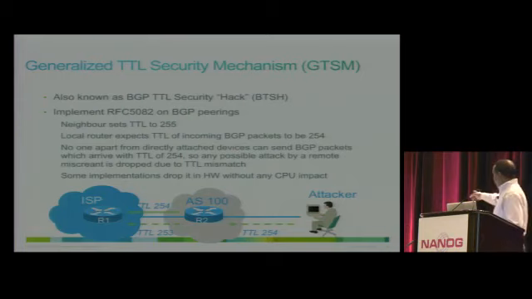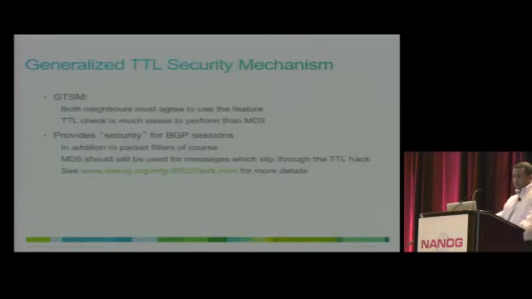You can see that legitimate traffic has a TTL of 255, so it works fine. But if somebody from outside tries to hijack your TCP session, by the time the packet arrives at the router, the TTL is already less than the threshold and it will be dropped. Okay.